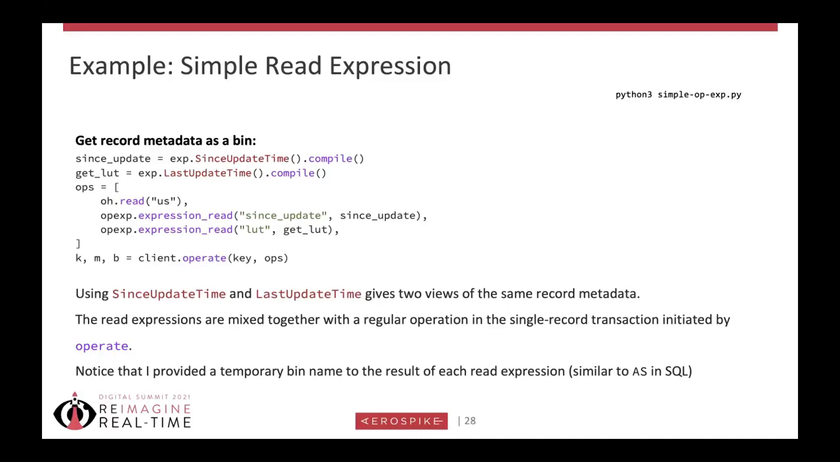So here, what we're going to do is declare there's kind of two ways to get the data. One of them is an absolute date time, and one of them is relative. It's just a number of seconds or a number of milliseconds since the last update. So we're going to use both of those. I'm creating an expression for each.